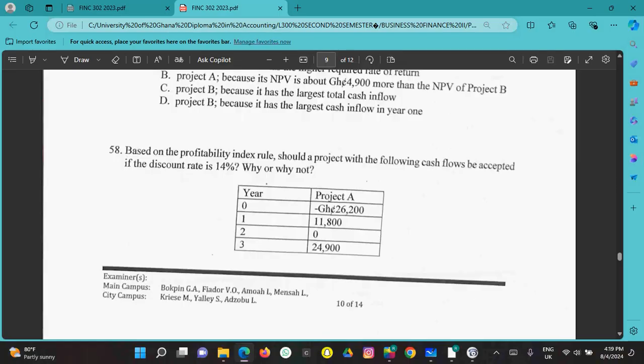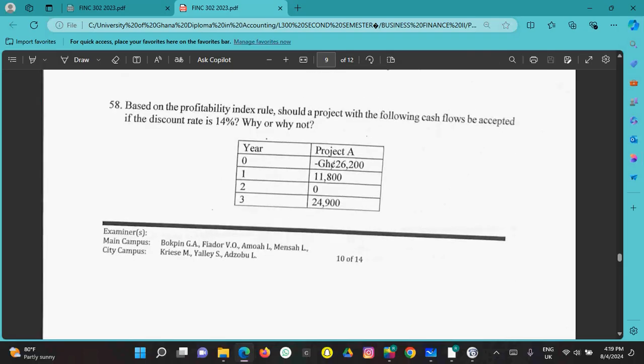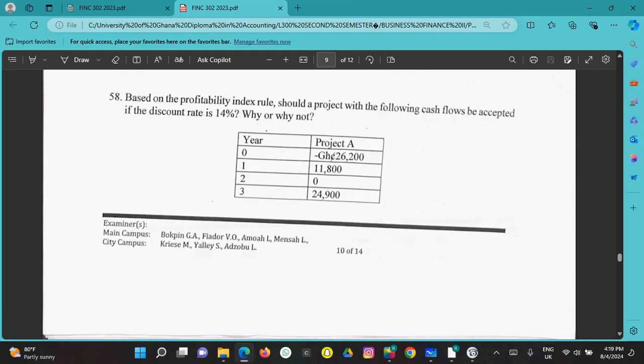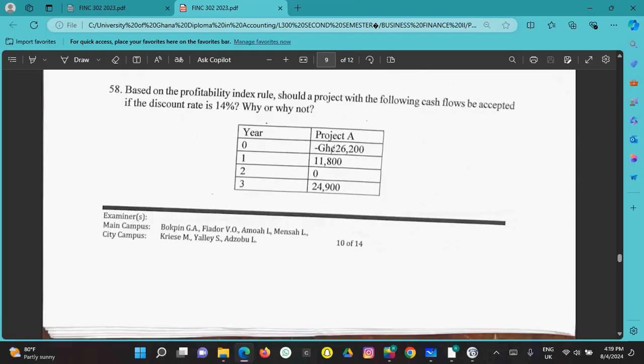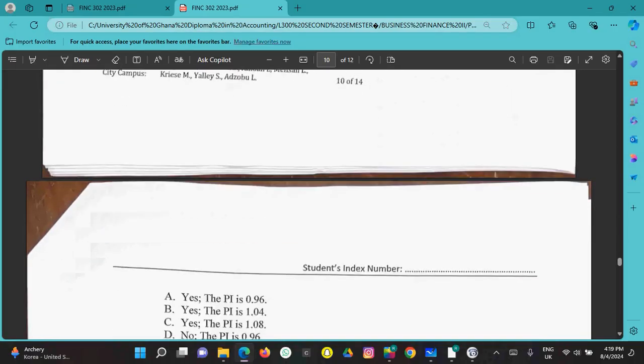Based on the profitability index, should a project with the following cash flow be accepted when the discount rate is given? Okay, so what you are going to do now is find the present value of 11,800, and then find the present value for the other cash flows using this discount rate. Then you divide by this initial outflow.